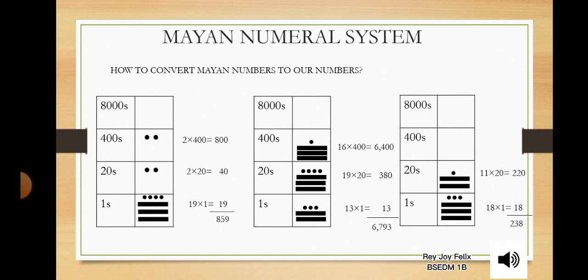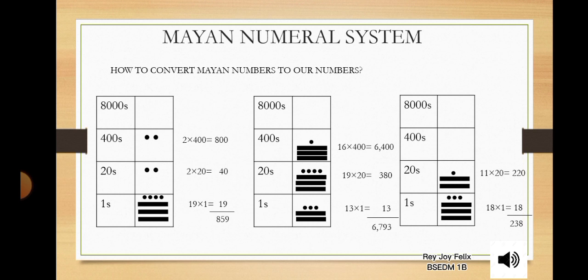Next is 3 bars again plus 4 dots is equals to 19. 19 times 20 equals 380. The next one is 2 bars plus 3 dots equals to 13. 13 times 1 equals 13. Okay, so let's add our total numbers to convert the Mayan number. 6,400 plus 380 plus 13 is equals to 6,793.